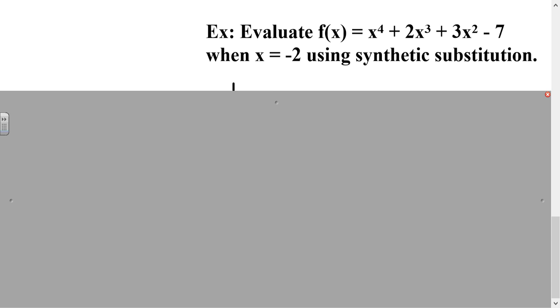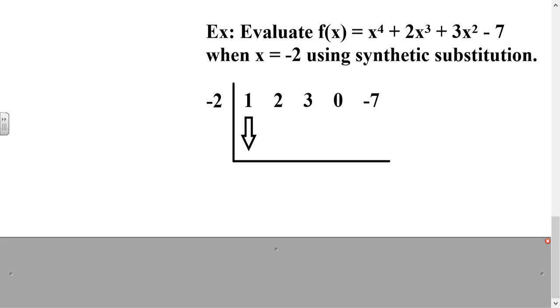So when we set this up, we're going to have negative 2 on the outside, and then we have 1x to the 4th, then 2x cubed, then 3x squared, then we had 0x, and then negative 7. If this confuses you, you can write these next to it if it helps you. You can write x to the 4th, x cubed, x squared, x, and then the number. So if you want to do that to make sure that you didn't skip any, that's completely fine. So we're going to go ahead and do the process just like we did before.